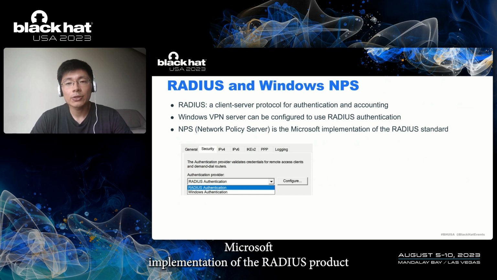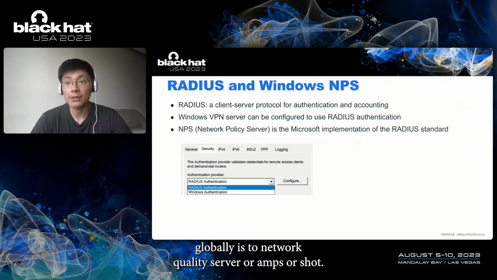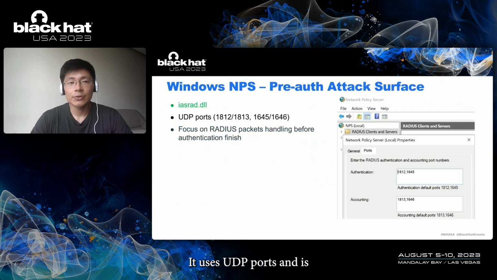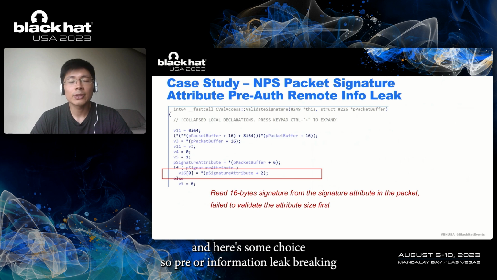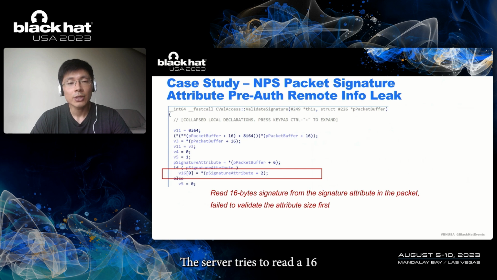Microsoft's implementation of the RADIUS protocol is called Network Policy Server, or NPS for short. It uses UDP ports. Here's an example: a pre-auth information leak bug in the Windows RADIUS server. The server tries to read a 16-byte signature from the signature attribute in the packet without validating the length of the attribute. So if the attribute length is 0, it will read out of bounds.